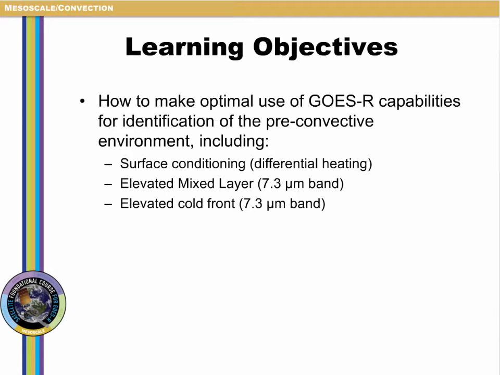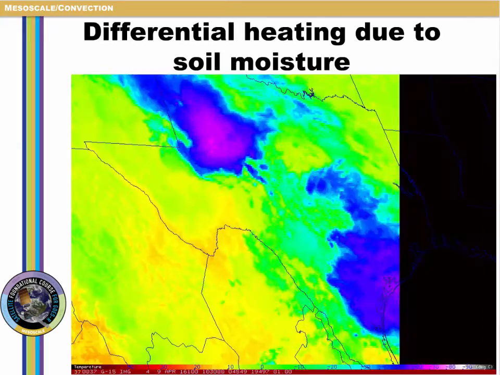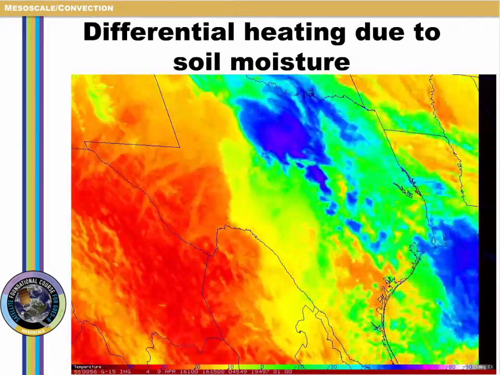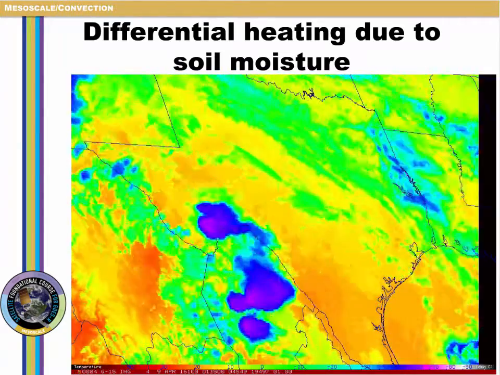Our learning objectives include how to make optimal use of GOES-R capabilities for identification of the pre-convective environment. This includes surface conditioning, by that I mean differential heating, also elevated mixed layer with a 7.3 micron band, and the elevated cold front. This is a loop of GOES 15 IR imagery at 10.7 microns.